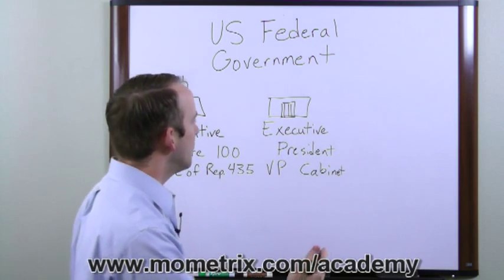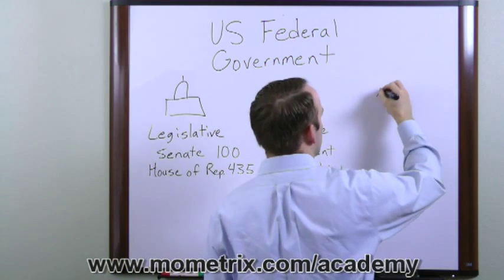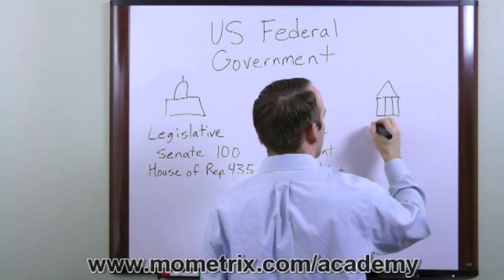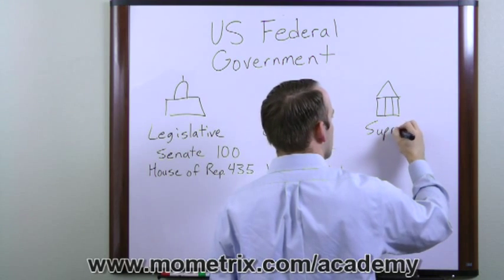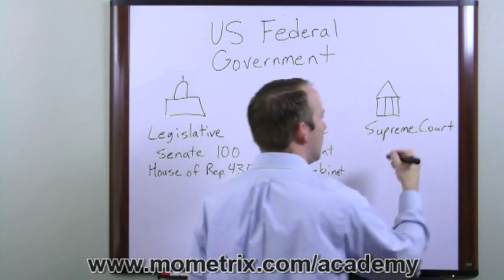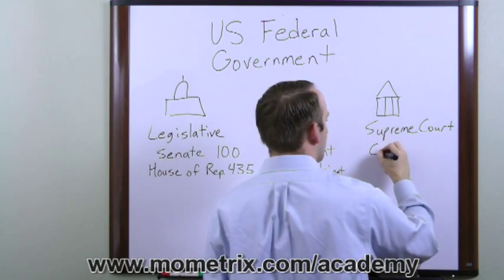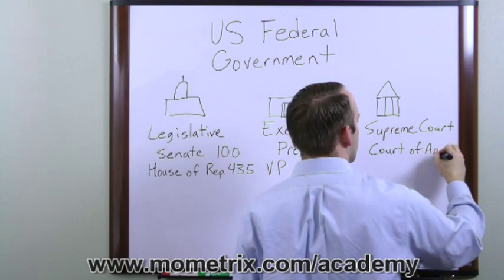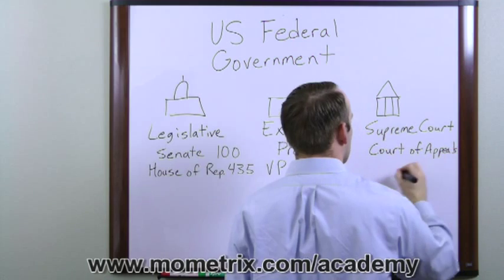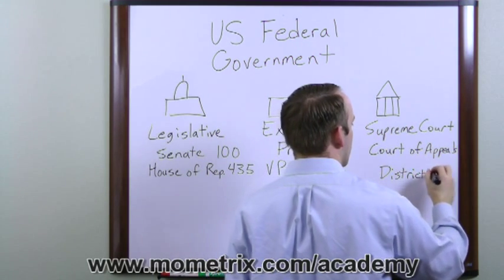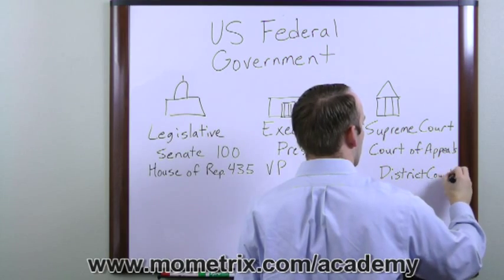creation. The third branch of the government is the judiciary, which is housed in the Supreme Court, which is the top court of the land. Now, underneath the Supreme Court, there's the Court of Appeals, and underneath those are district courts. And very few cases actually make it all the way up to the Supreme Court.